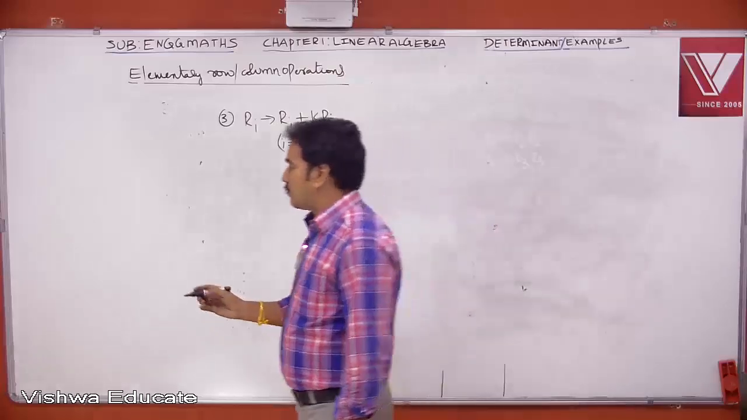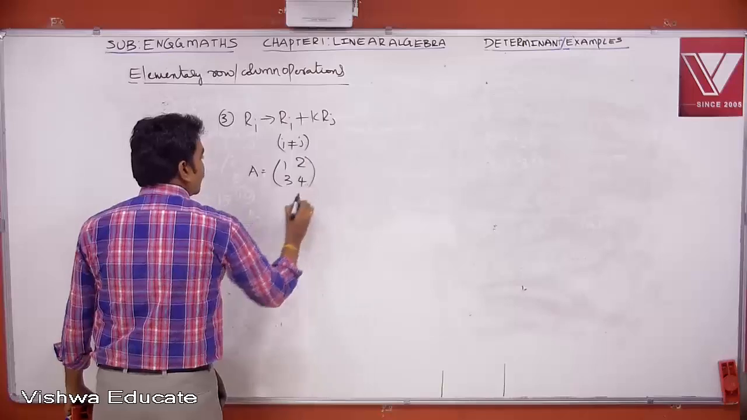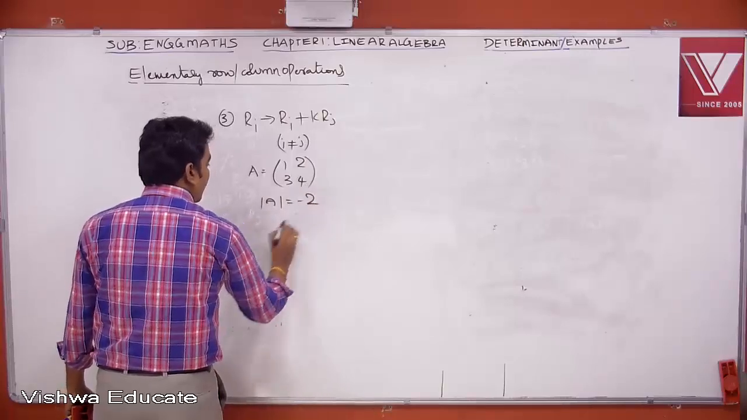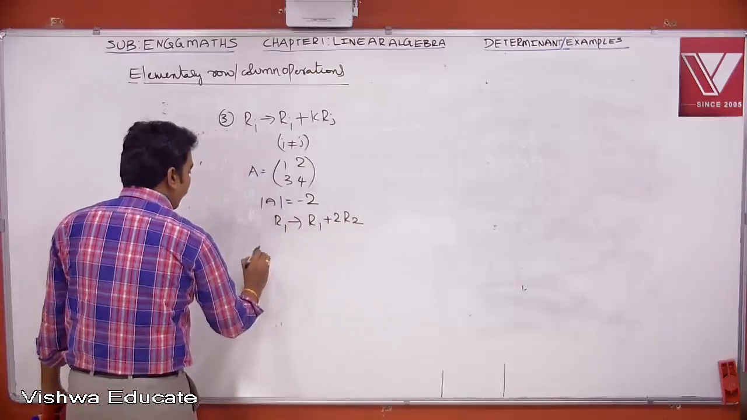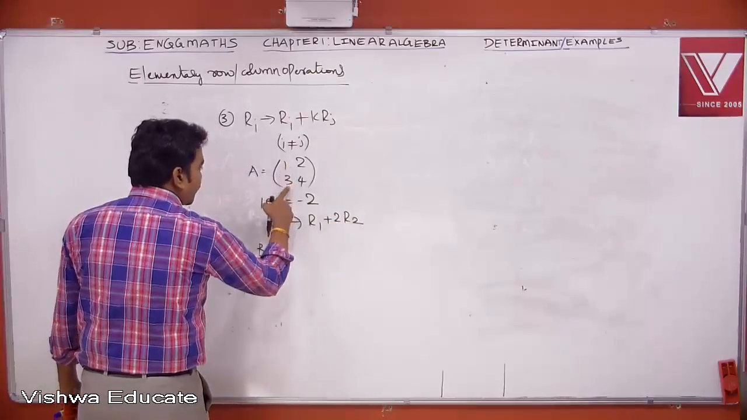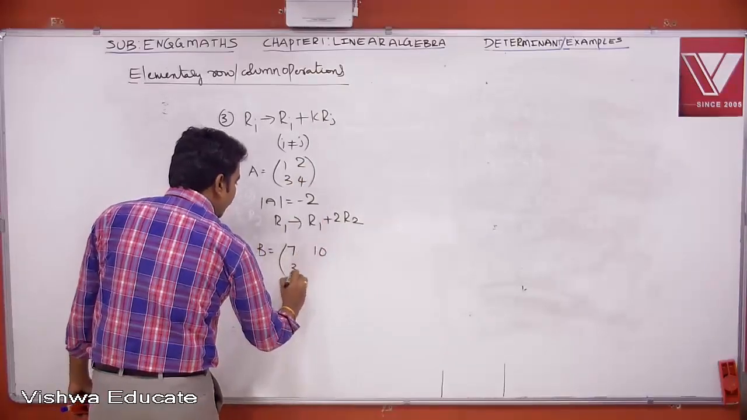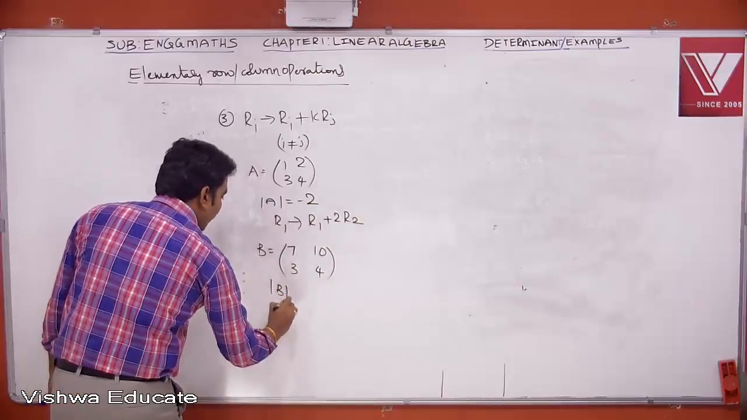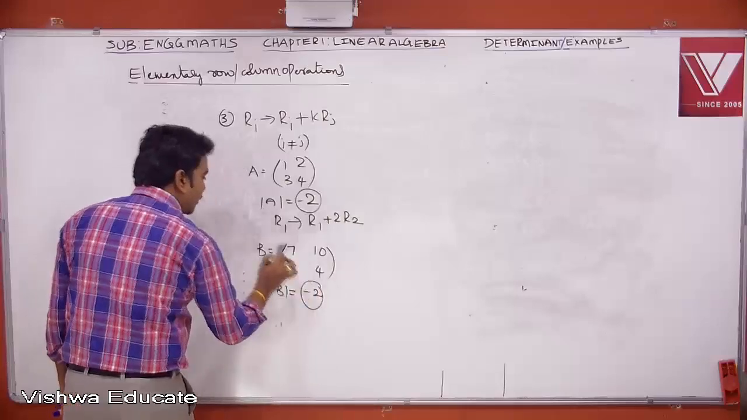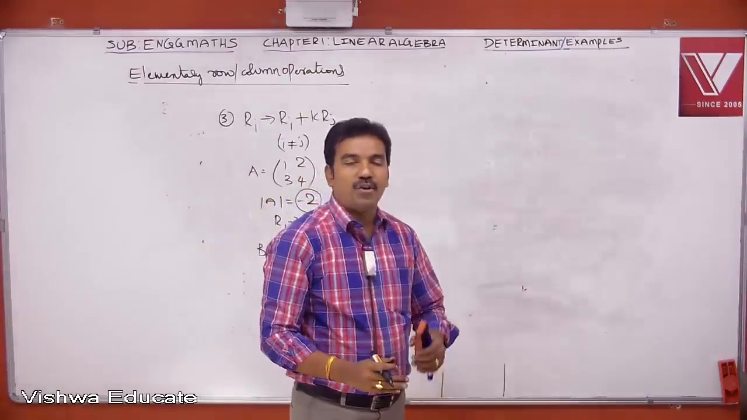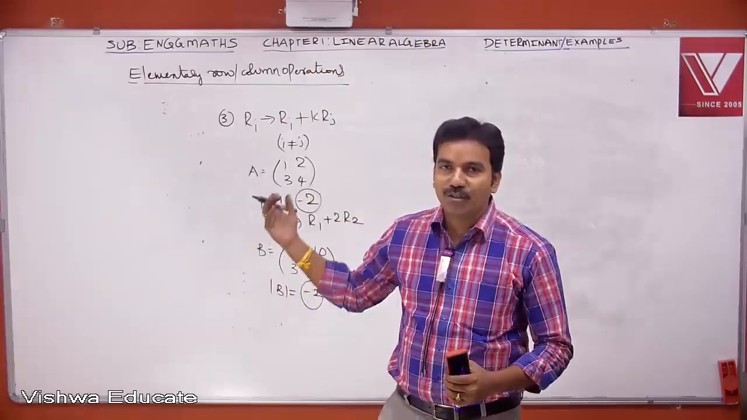Suppose K equal to something different, let us take an example. Suppose A equal to 1, 2, 3, 4. So the det of this matrix is minus 2. Suppose I am applying R1 implies R1 plus 2R2. So therefore the new matrix is B. So 1 plus 6, 7. 2 plus 8, this is 10, this is 3, 4. Now you can see the det of this matrix is 28 minus 30, it is minus 2. So the original det is minus 2 and the new det is minus 2. Therefore, when you apply this operation as many times as you want, no change in det value. Note this point.